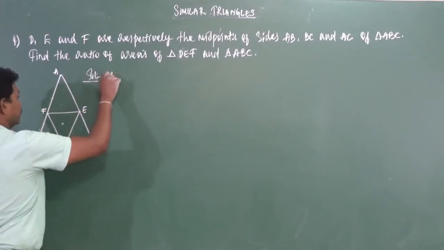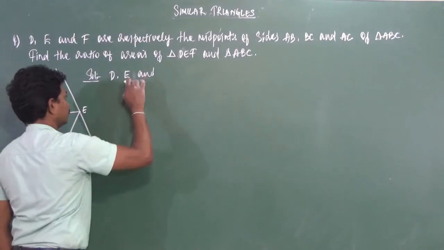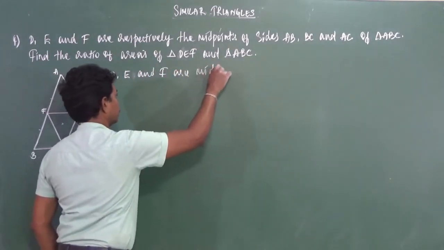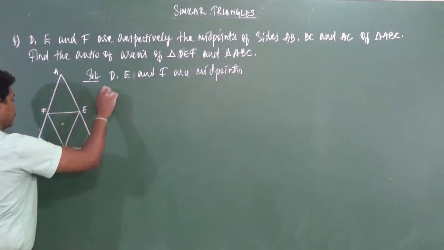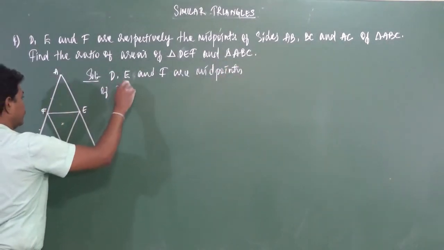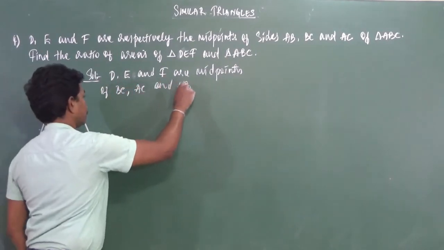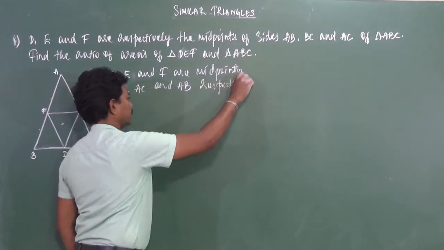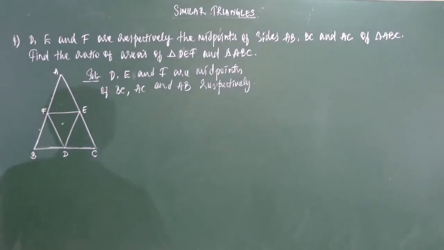Here D, E and F are midpoints of BC, AC and AB respectively. Very important. This is the given data here.